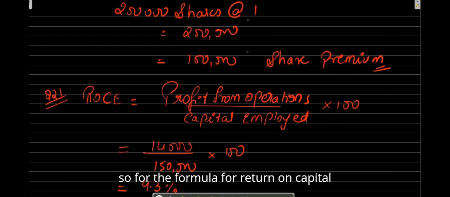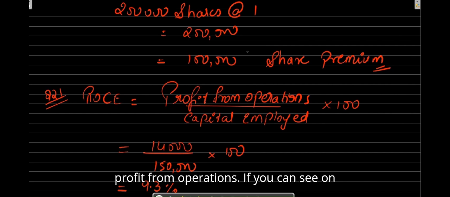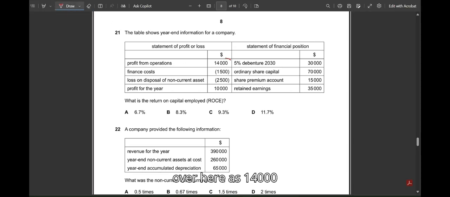So the formula for return on capital employed is profit from operations. If you can see on the screen, profit from operation divided by capital employed into 100. Now profit from operation they have given over here as 14,000. And capital employed is nothing but your total equity plus your non-current liabilities. So this entire would be a part of your capital employed. Remember, your non-current liabilities are included.